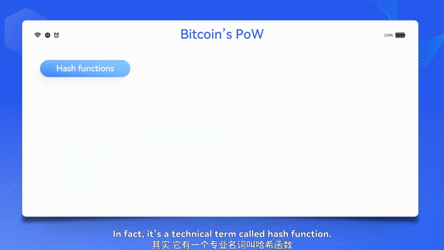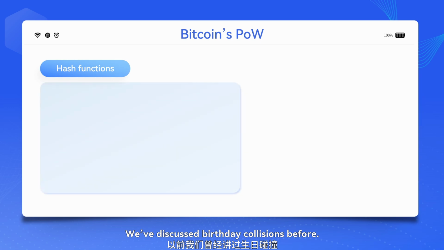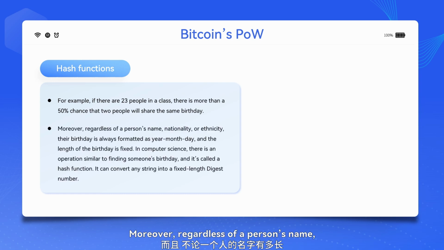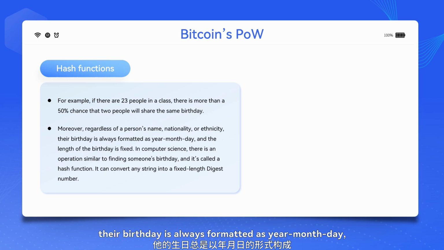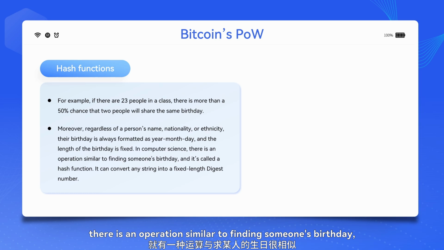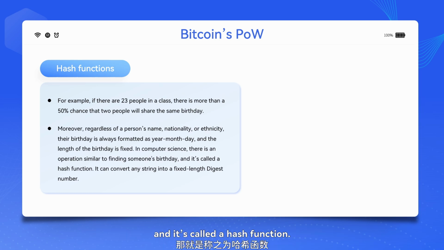In fact, it's a technical term called hash function. We've discussed birthday collisions before. For example, if there are 23 people in a class, there is more than a 50% chance that two people will share the same birthday. Moreover, regardless of a person's name, nationality, or ethnicity, their birthday is always formatted as year, month, day, and the length of the birthday is fixed. In computer science, there is an operation similar to finding someone's birthday, and it's called a hash function.